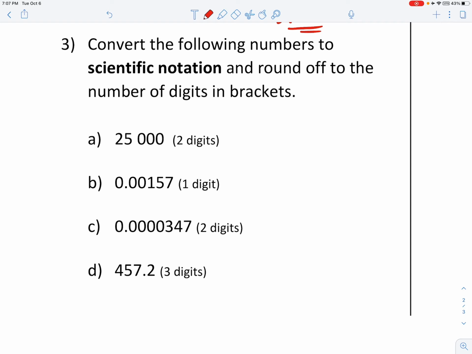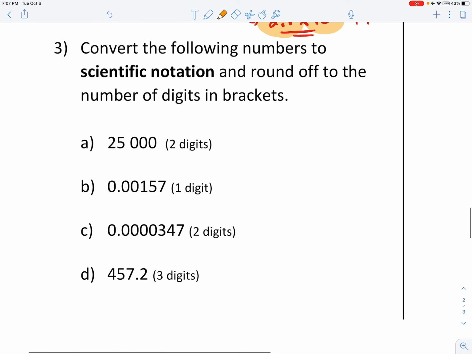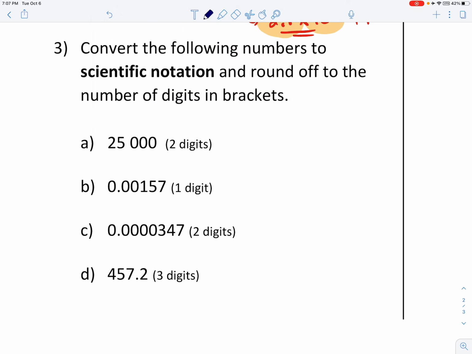Can you convert numbers to scientific notation? Well, here are 4 examples. Scientific notation, as you saw up above in that number we just did, has to have a number at the beginning between 1 and 10. And then it's multiplied by a power of 10. That's scientific notation. So this number 25,000, we're going to first of all just realize that it has a decimal at the end. It's not visible, but there's a decimal at the end of that number.